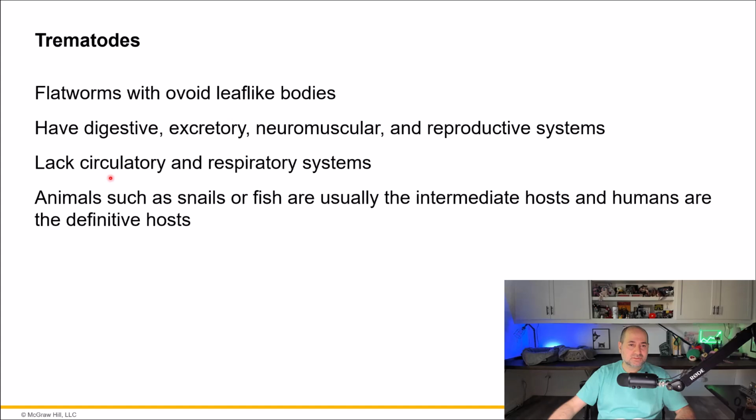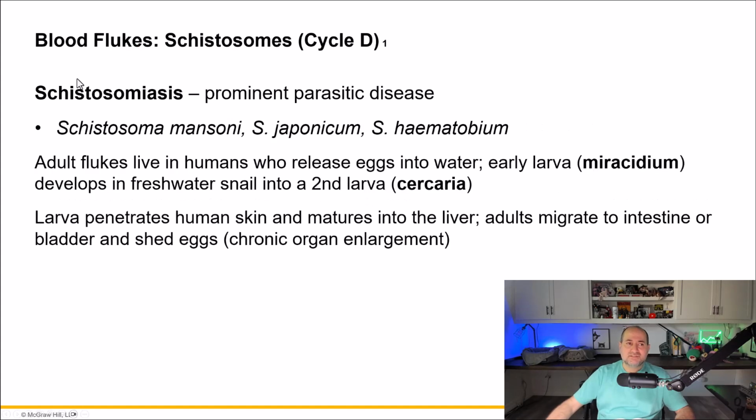They lack a circulatory and respiratory system. And with these trematodes, animals such as snails or fish are usual suspects as intermediate hosts, and the humans are the definitive hosts. So many people pick up trematode infections by eating snails or fish that are not cooked. Also, another word for trematodes, remember, is flukes. Trematodes are flukes.